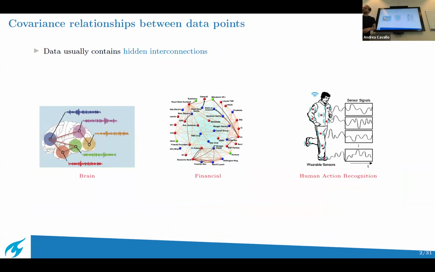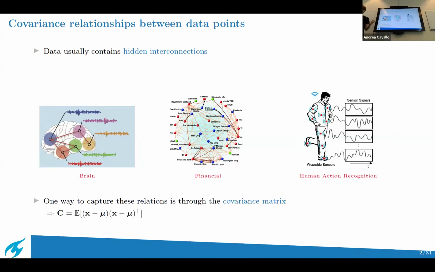Just to give an idea of what this talk will focus on: before, we saw how covariance information can be used to estimate graphs. Here we are instead assuming, again, that we have data from different fields, we have observations, and we know that these data are somehow interlaced, there are some interactions among different points. We want to capture these interactions through a covariance matrix.